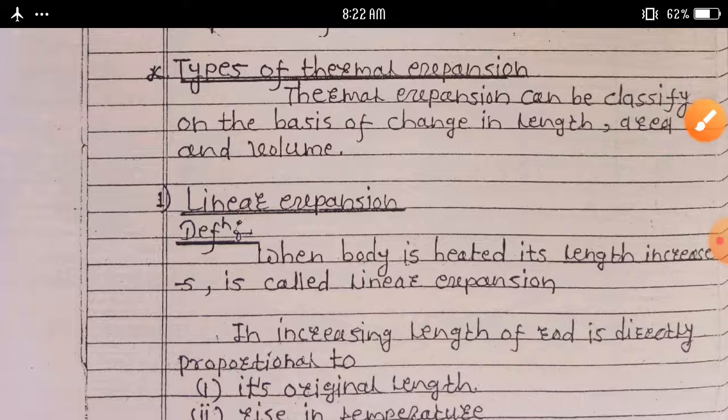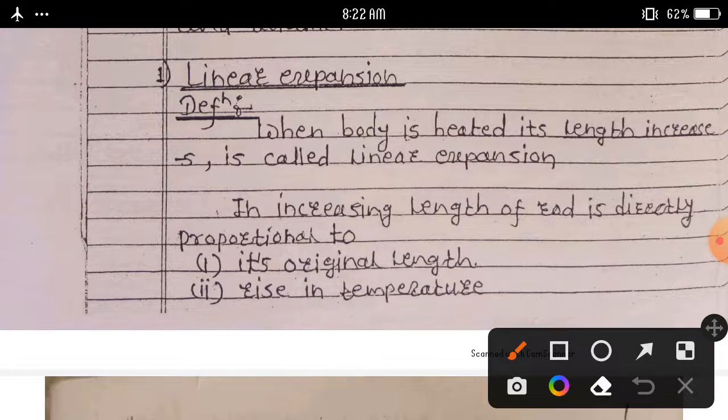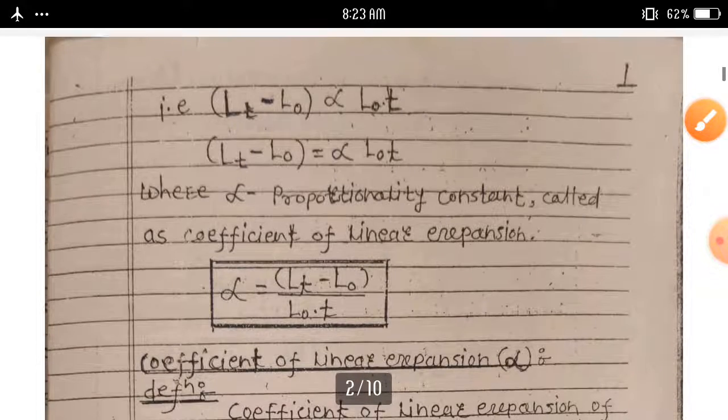The first type is linear expansion. See here the definition: when a body is heated, its length increases, and this is called linear expansion. Mathematically, the increase in length of a rod is directly proportional to, first, its original length, and second, the rise in temperature.